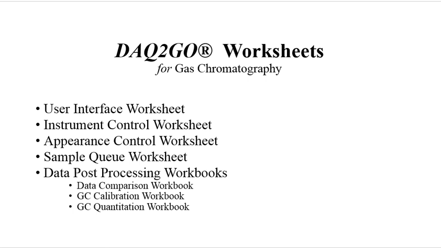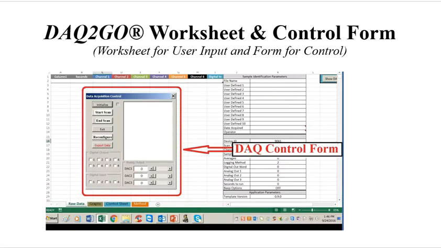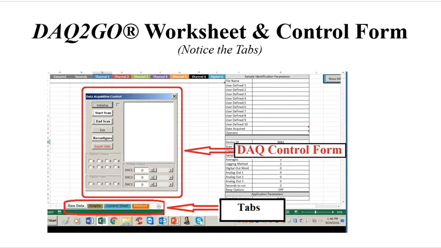There's a user interface worksheet, a control worksheet, an appearance worksheet, some sample queue worksheet, and quite a lot of workbooks, whole workbooks on post-processing of the data. The first worksheet in DAQ2GO is basically a worksheet in Excel with a control form on top of it. The control form actually has little buttons for initializing the hardware, taking data, stopping the experiment, reconfiguring the hardware if you need to, and then exporting the results.